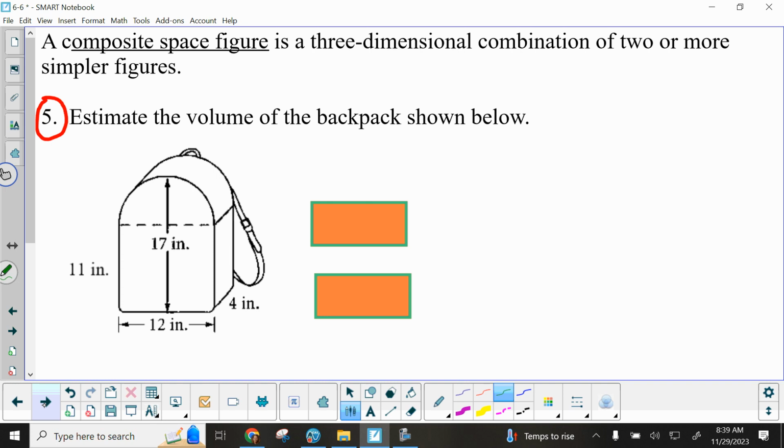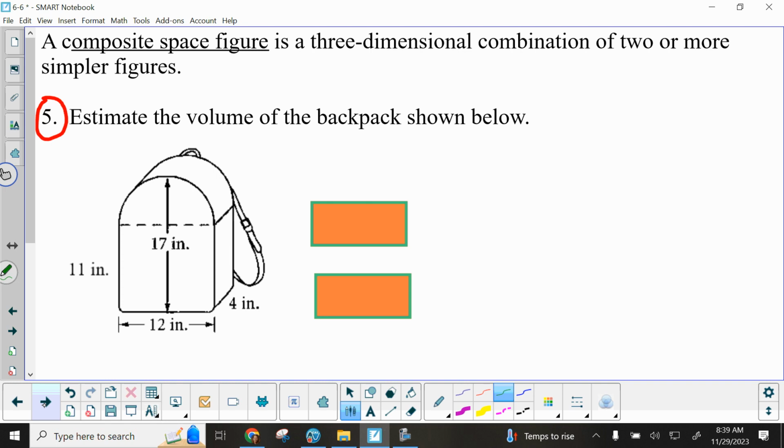So composite figures are when you have a three-dimensional combination of two or more of the simpler figures we just talked about. So for example, we have estimate the volume of the backpack shown. The backpack roughly resembles two simple figures that we understand. So go ahead and take a moment and figure out those two figures. Feel free to pause the video if you need more think time.